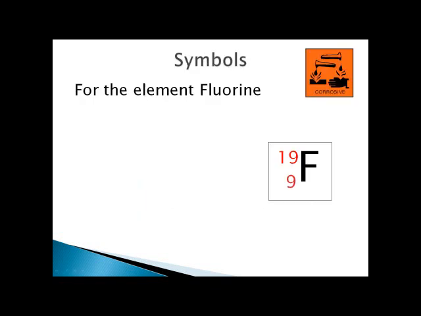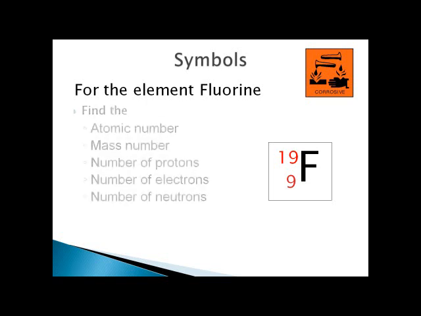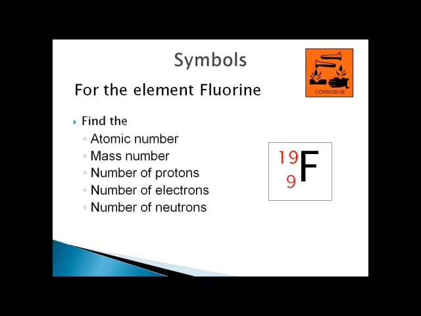In chemistry, we use symbols to represent elements. This is the classic symbol for the element fluorine. What do all the numbers mean? Well, you'll be asked to find the atomic number, which is 9. It's the number on the bottom. The mass number is the number on the top.